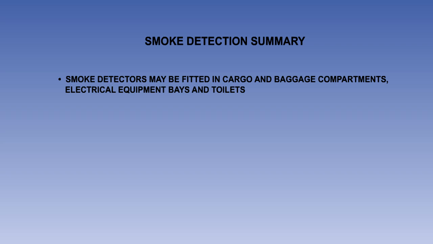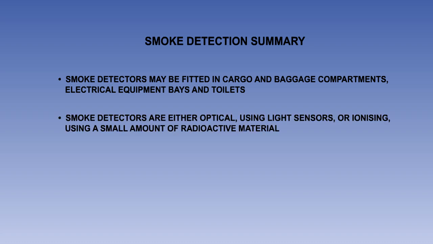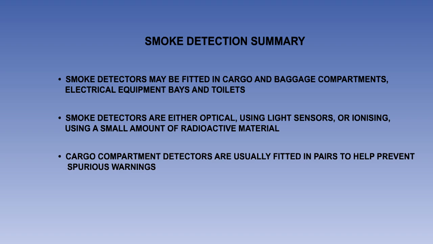That is the end of the lesson. Here is a summary of the main points. Smoke detectors may be fitted in cargo and baggage compartments, electrical equipment bays, and toilets. Smoke detection sensors operate on one of 2 principles. They are either optical, using light sensors, or ionizing, utilizing a small amount of radioactive material.